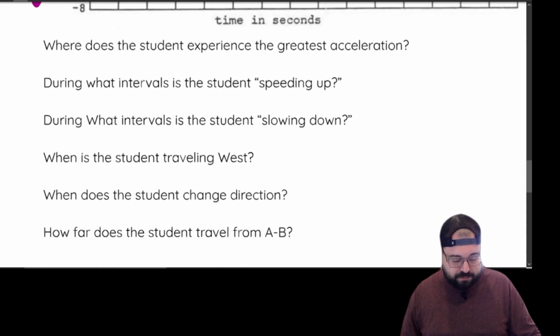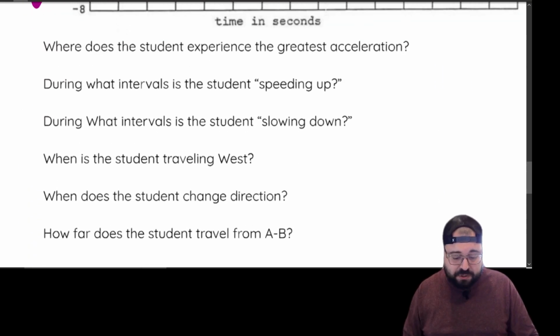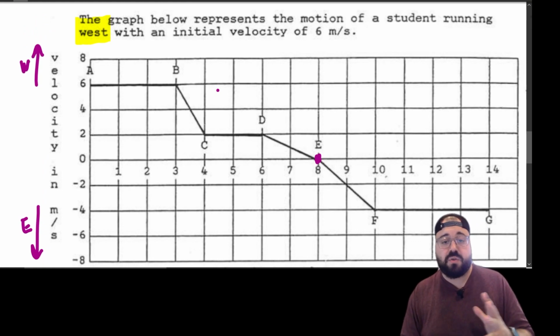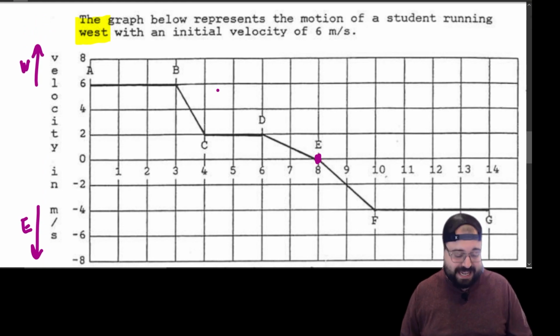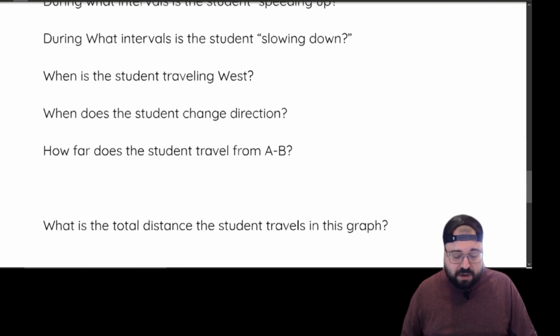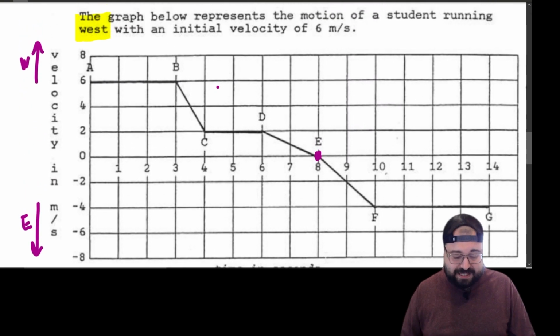All right. Then we have, when does the student change direction? Well, that would be when the velocities go from positive to negative or negative to positive. So point E is the point at which this object changes direction. How far does the student travel from A to B?